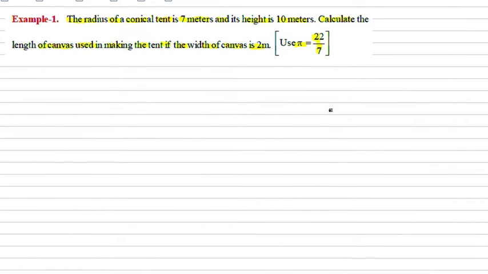So here we are going to use the shape. The tent is a cone, and the canvas is used in making the tent, with width 2 meters. So we are going to find the length of the canvas, equal to how many meters. Before going to find the canvas length, first we need to find the surface area of the tent.